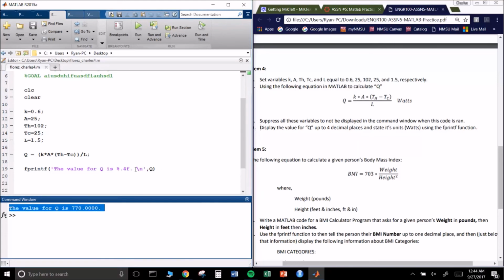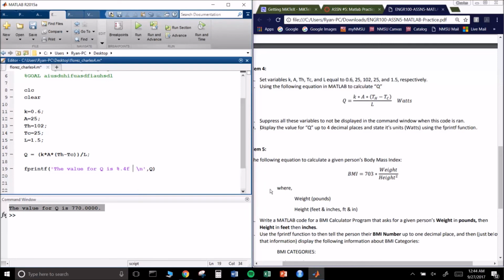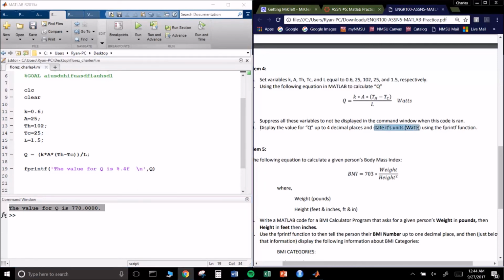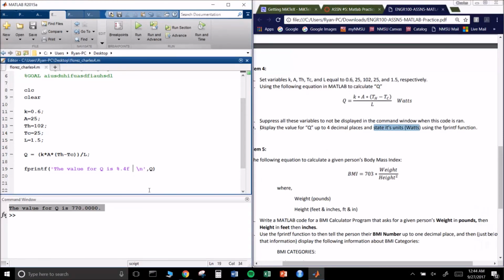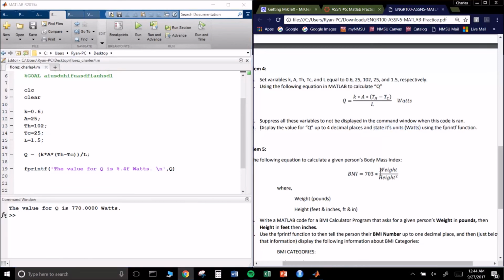But now I'm not entirely finished. I still need to include its units. So I need to state its units, which is in watts. So here, instead of my period, I can write watts. And that's it. That's it for problem 4.